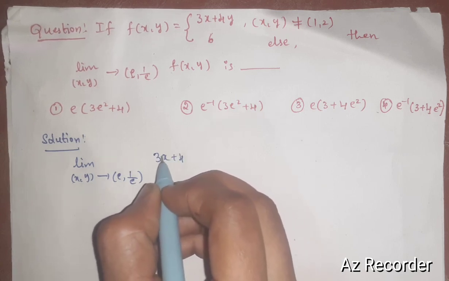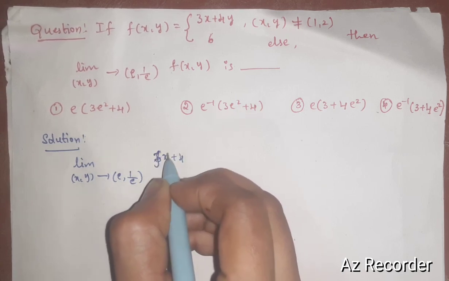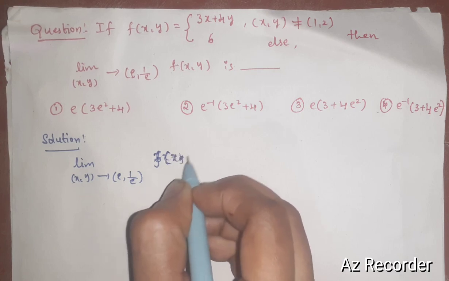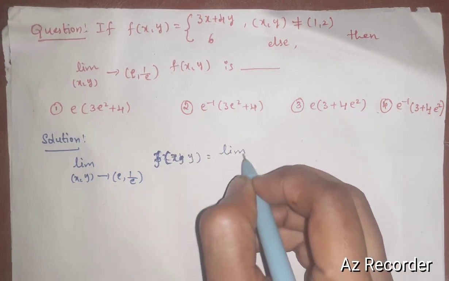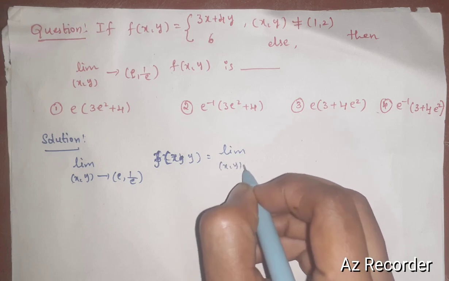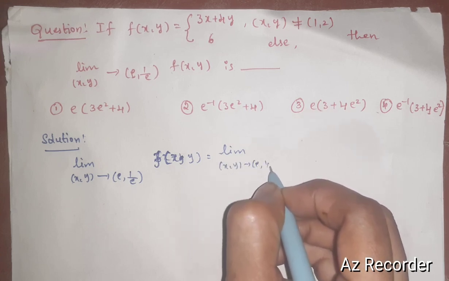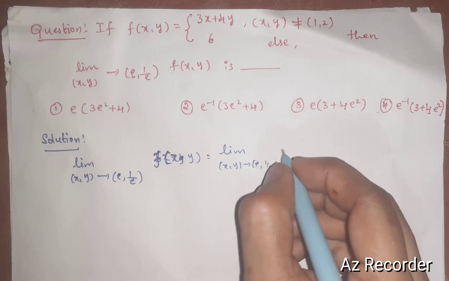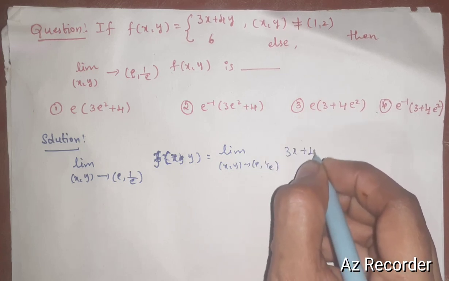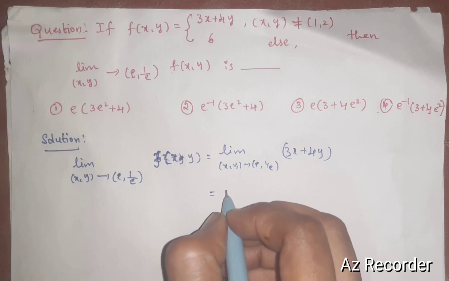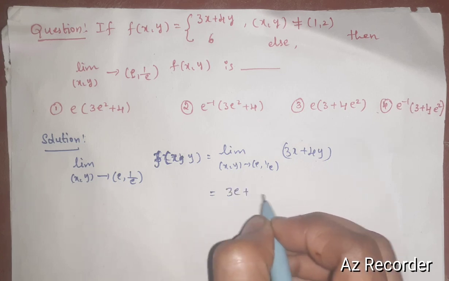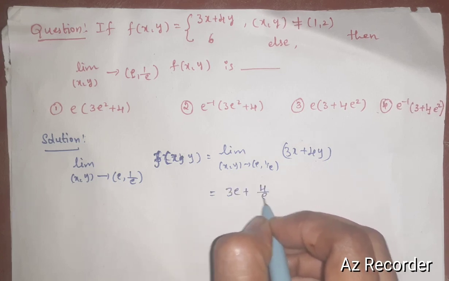You have to take f of x comma y, which is equal to limit x comma y tending to e comma 1 by e. So f of xy here is 3x plus 4y. Substituting we will get 3e plus 4 by e.